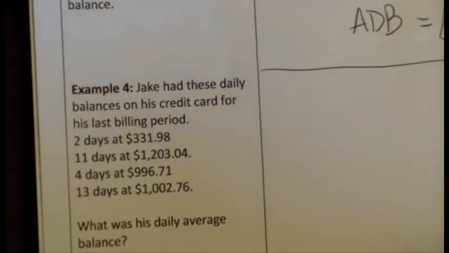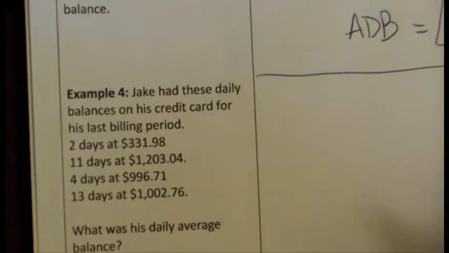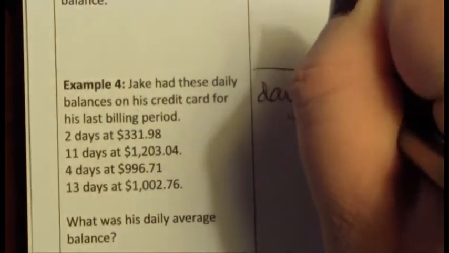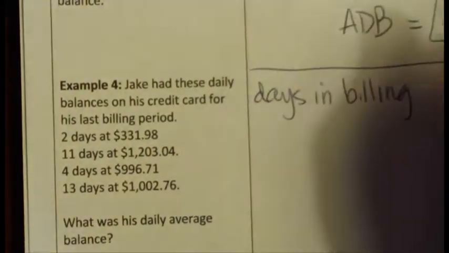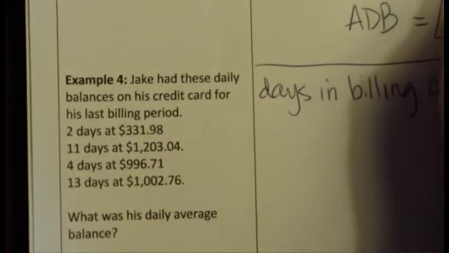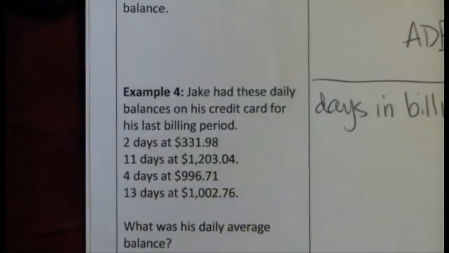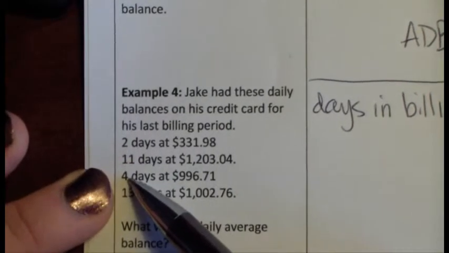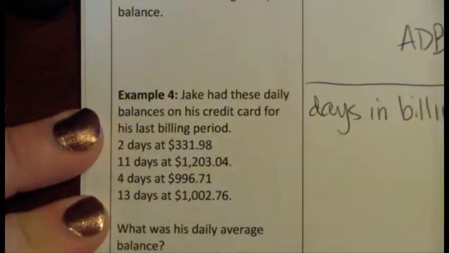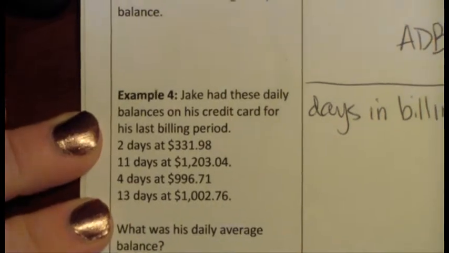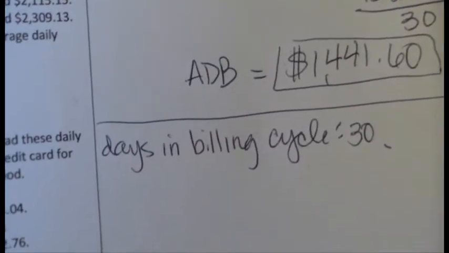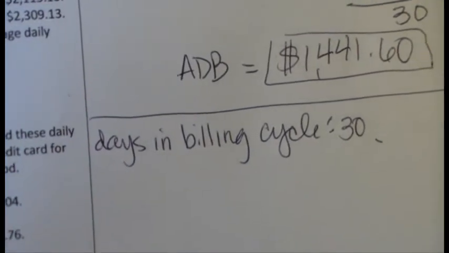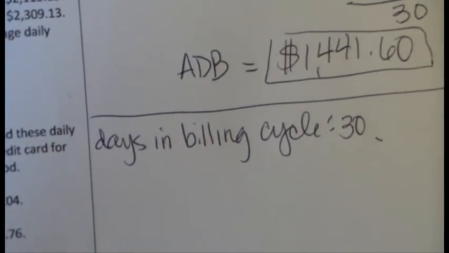All right, so first, let's figure out how many days are in the billing cycle. 2 plus 11 is 13, plus 4 is 17, plus 13 is 30. So for our examples, it's been 30 each time. It won't always be 30. Sometimes it'll be 31, sometimes it'll be 28. It depends on the credit card company.